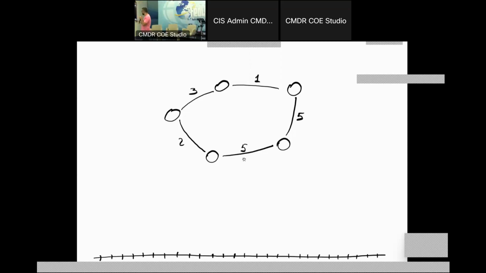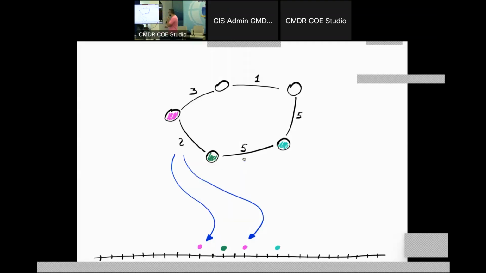Okay, so let's try. We start with the example. I color these two vertices with two different colors and try to put them in the one-dimensional space. In this case, it's easy. I take these two, and they need to be 5 units away from each other. Then I take another one, the magenta vertex. It needs to be 2 units away from the green vertex.